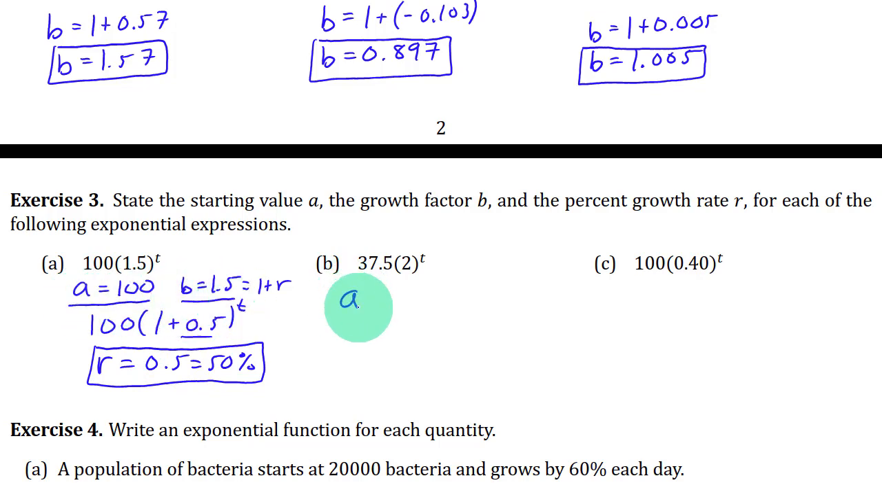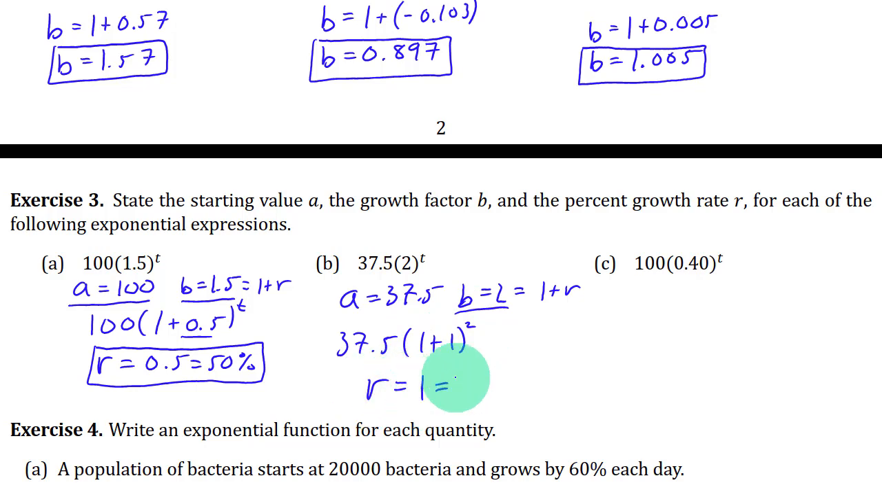All right, here the A is 37.5, the B is 2, and remember B is always equal to 1 plus R. So what is the R there? 1 plus 1 is equal to 2. So in other words, this is 37.5 times 1 plus 1 to the power t. And so the R is 1, also known as 100% growth rate. So increasing something by 100% is the same as multiplying it by 2.